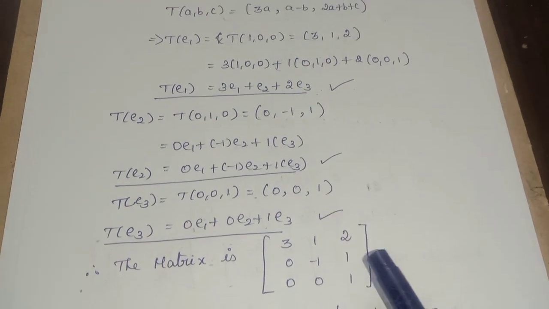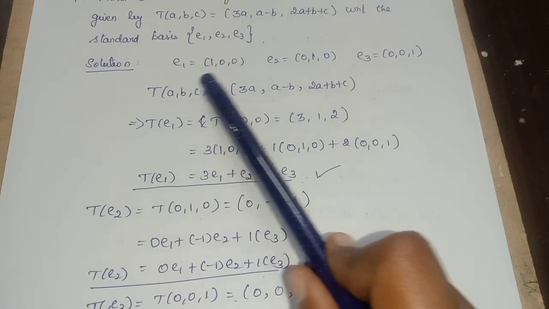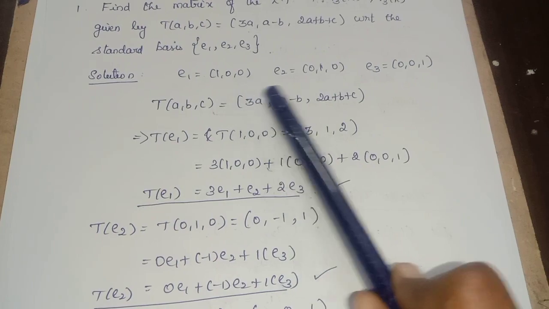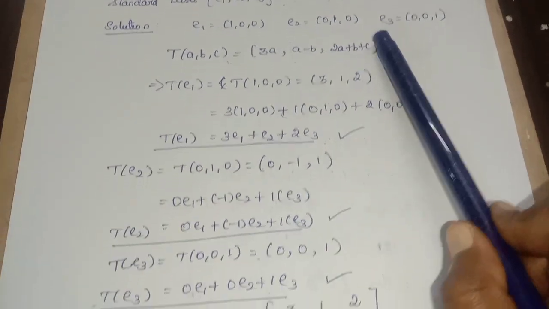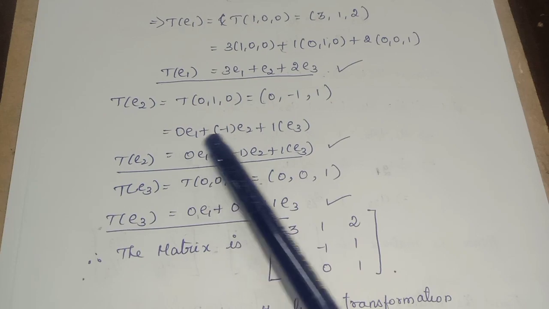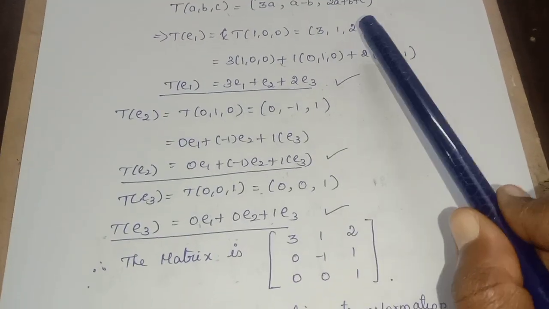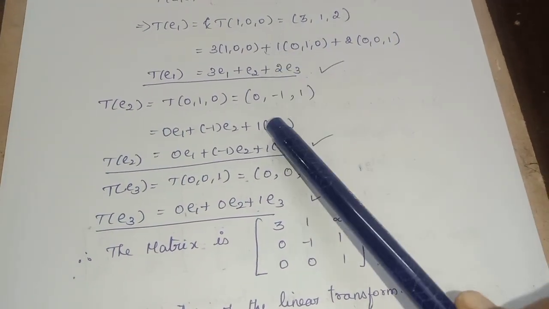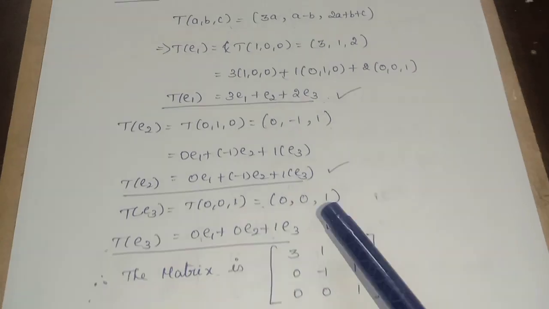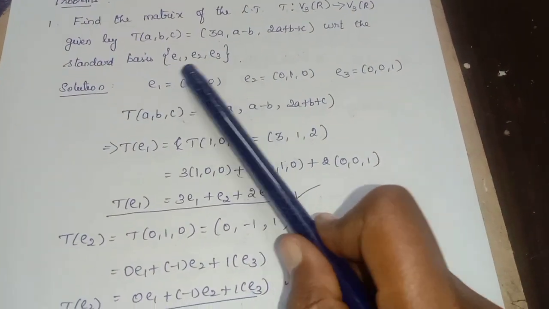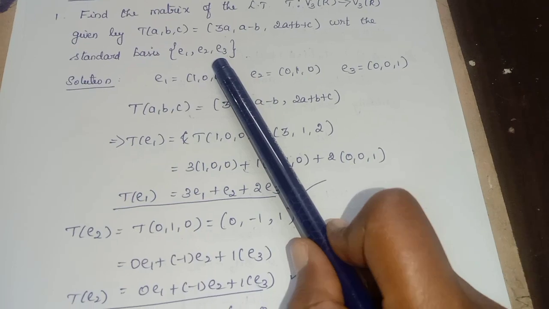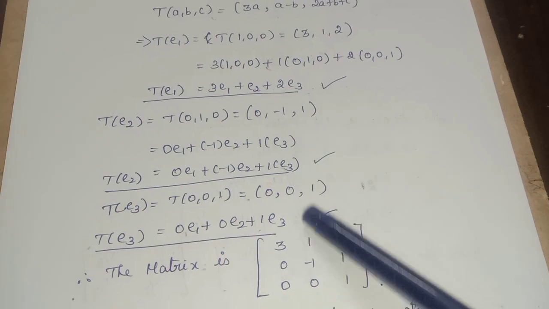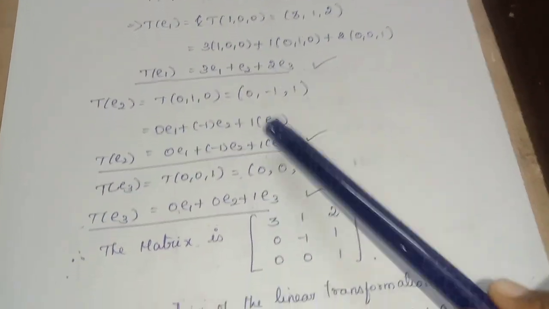But you can follow this only when you have E1, E2, E3 as the standard basis. When you have only the standard basis, you can skip these steps, that is, immediately after finding the image you can come to the matrix directly. You can skip these two steps for each image. But when you have any other basis in the place of E1, E2, E3, this is not possible. That is why I have explained in this way, but for this particular problem you can skip these steps.